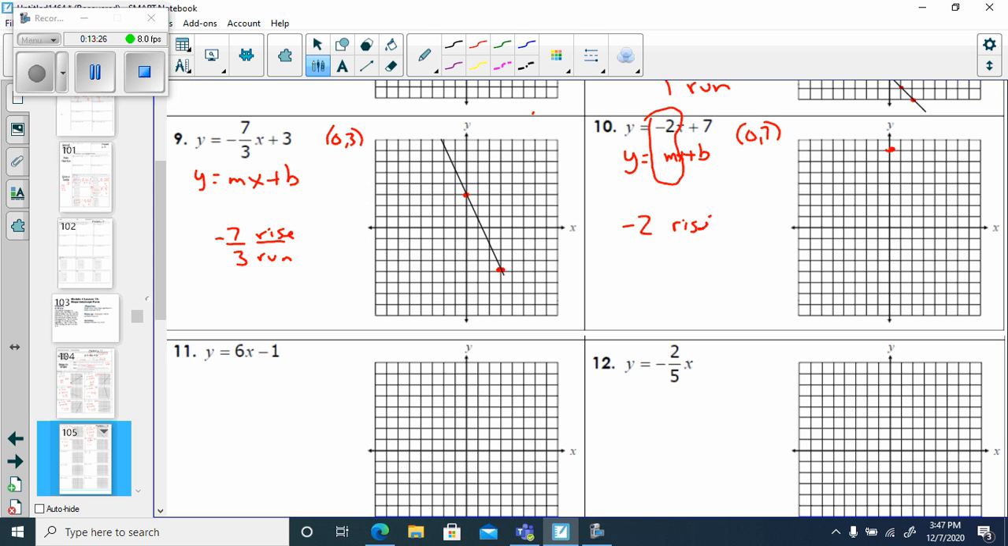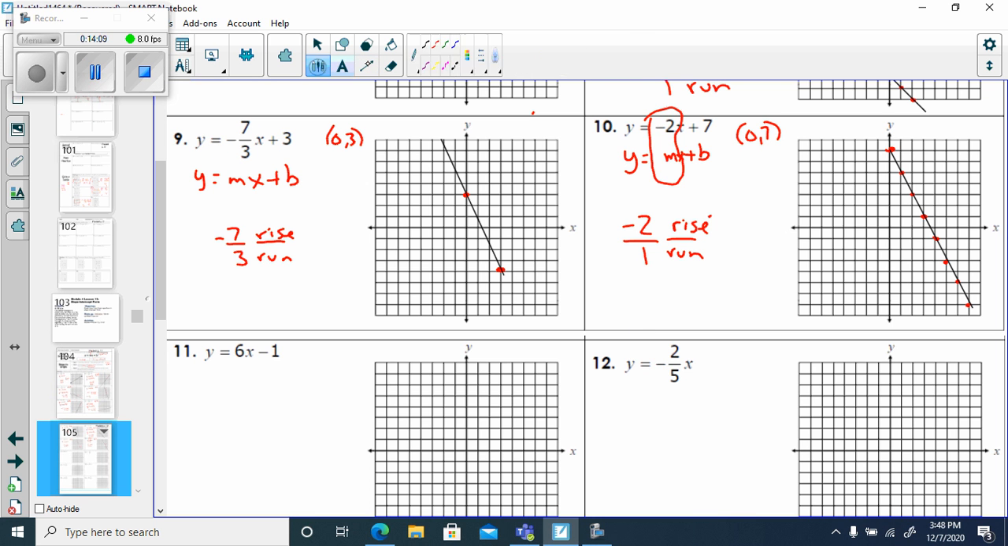The rise over the run. And I don't have anything under here for run. Keep it as negative 2. I can divide by 1 and not change it. So from here, I go down 2, and in the positive direction 1. Down 2, over 1. Okay, now I can draw my line through it.